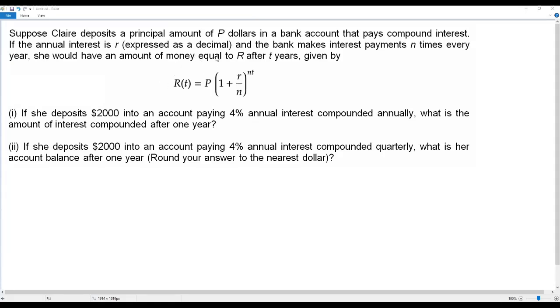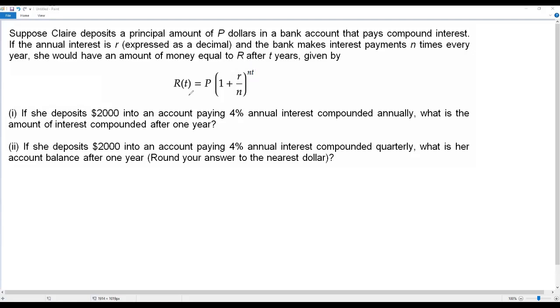the amount of money in the account after T years is given by A of T equals P times 1 plus R over N, raised to the power of N times T. Actually, it is a formula we have for compound interest. A of T represents the amount we have in the account after T years, and P represents the principal, that is the initial deposit, and R represents the rate of interest expressed as a decimal, and N represents the number of times the interest is compounded in a year, that is how many times a bank makes interest payments in a year, and T represents the number of years.